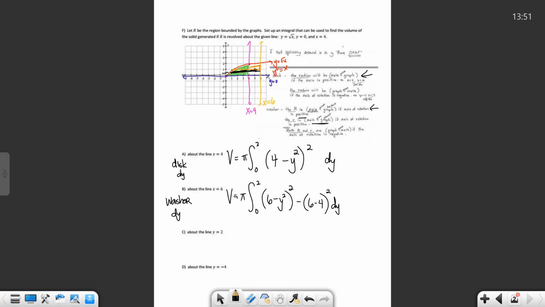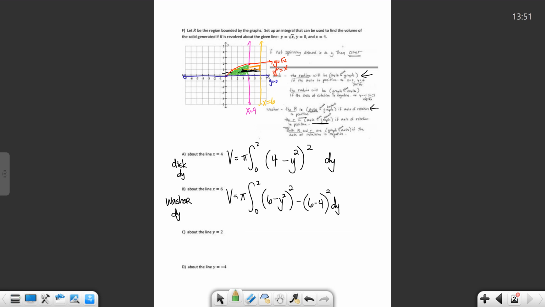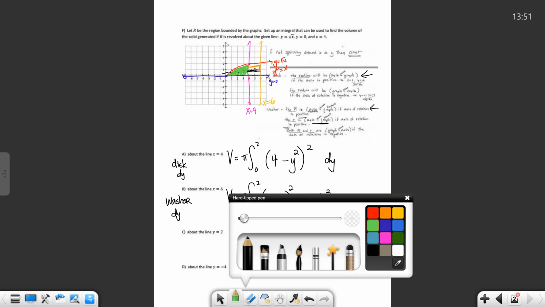Okay, so there is that integral set up. Alright, and then we'll keep going now about the line y equals 2. Let me see if I can do this really quick, to kind of color over what we've got. Erase those slices in there. Okay, here we go.